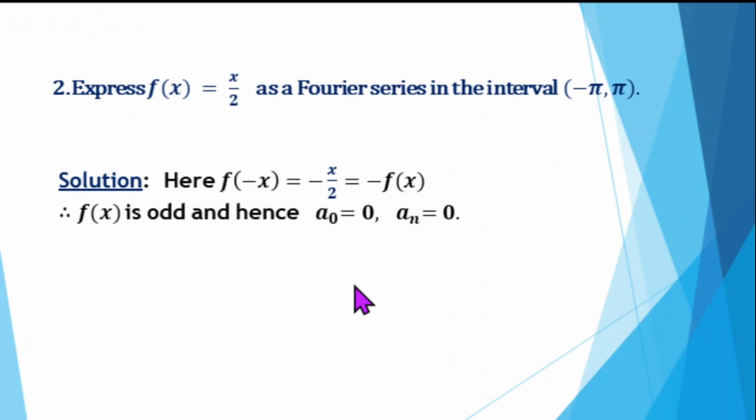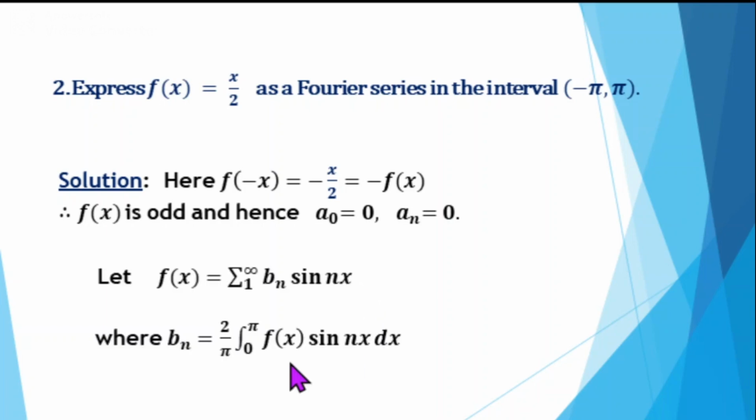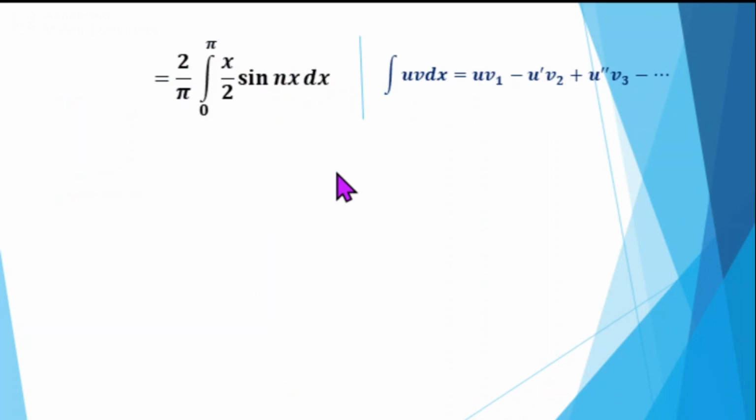So formula for bn, general formula, 2 by L integral from 0 to L f of x sin n pi x by L dx. Put L equal to pi. So pi cancels in the numerator and denominator. Then we will get this formula, that is bn equal to 2 by pi integral from 0 to pi f of x sin nx dx. Then substitute for f of x. We will have 2 by pi integral from 0 to pi x by 2 sin nx. 2 cancels there. So we have integral x sin nx dx.